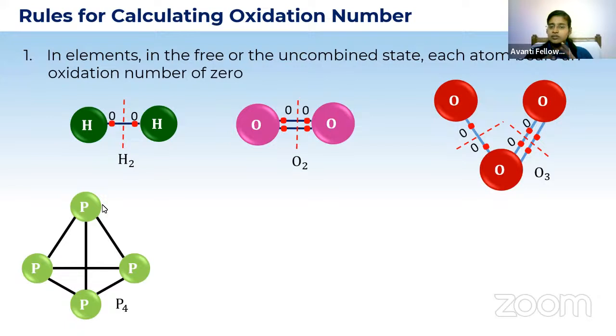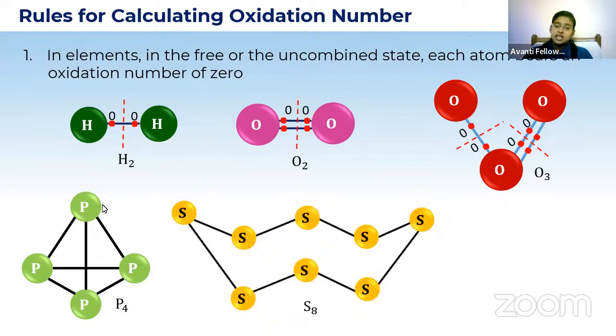So all of them will pull equally. So oxidation number is 0 for P4. And in case of S8, all the 8 atoms are the same, right? So oxidation number is 0. And in case of magnesium, we have only one atom. It is in the free state or the uncombined state.